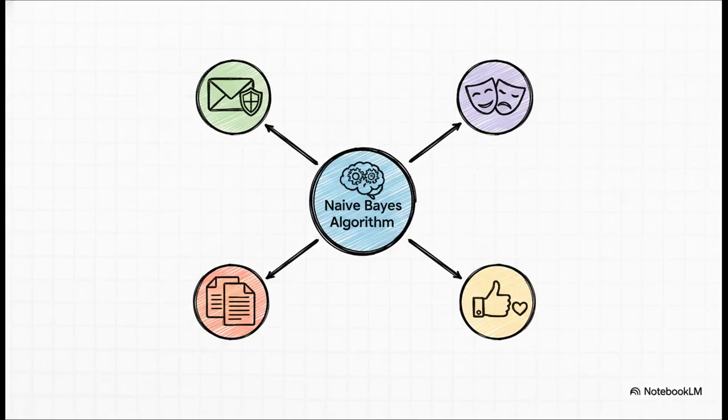And you know what? This practical, naive approach works incredibly well. It's a total workhorse algorithm used for spam filtering, sorting news articles into categories, figuring out if a movie review is positive or negative, and even powering some of the recommender systems you use every day.